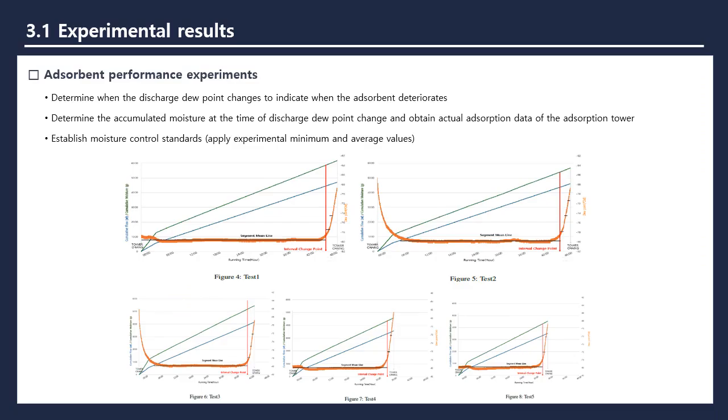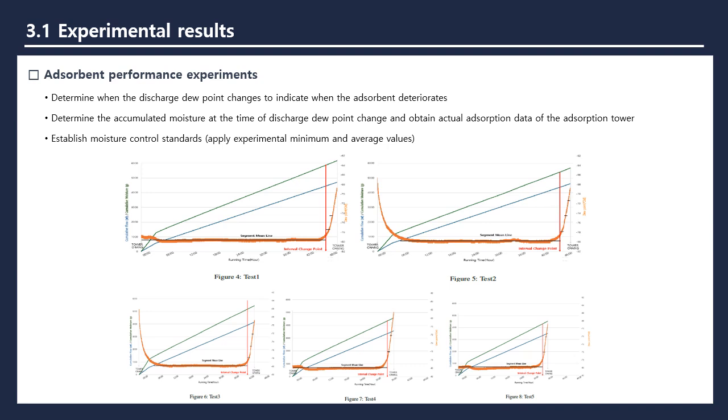Now let's review the experimental results. This study monitored real-time adsorption moisture using a pilot system and verified the effect of moisture control compared to the existing time control method. The results confirmed the deterioration of adsorbent performance at the dew point change point and provided actual performance data of the adsorption tower. A total of 5 experiments were conducted with results presented in 5 graphs. Each graph shows dP changes over operating time, adsorption data, and flow data.